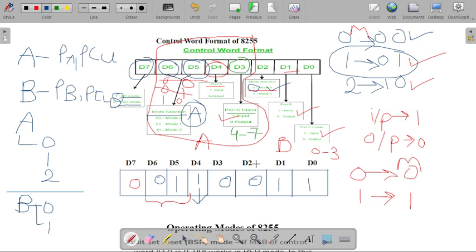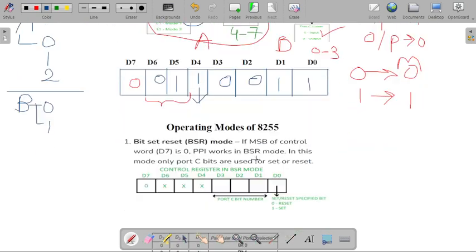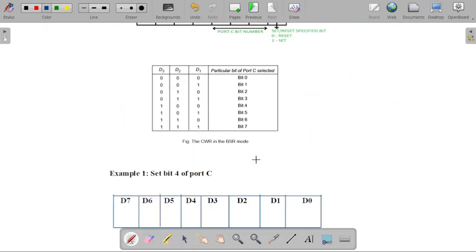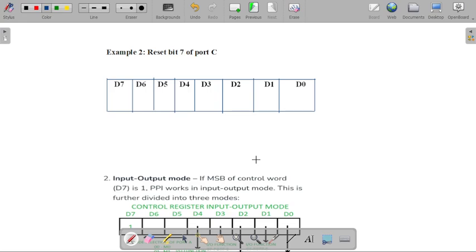So this is the control word format of our 8255 PPI. Now in the next video, we will learn this BSR mode and this input output mode in a detailed manner.